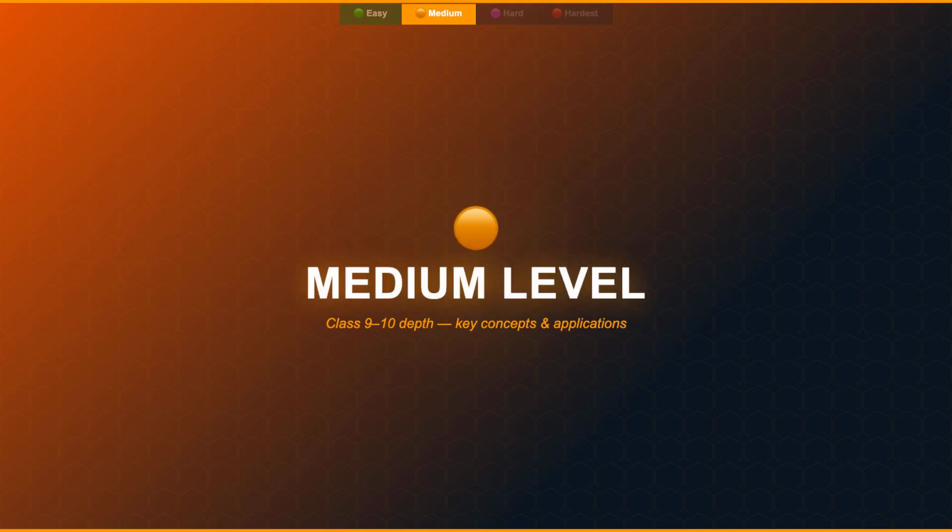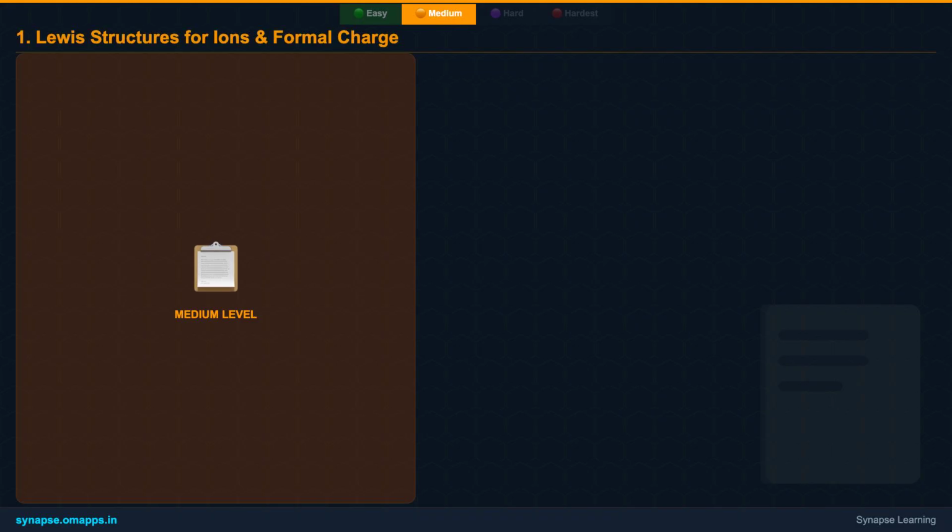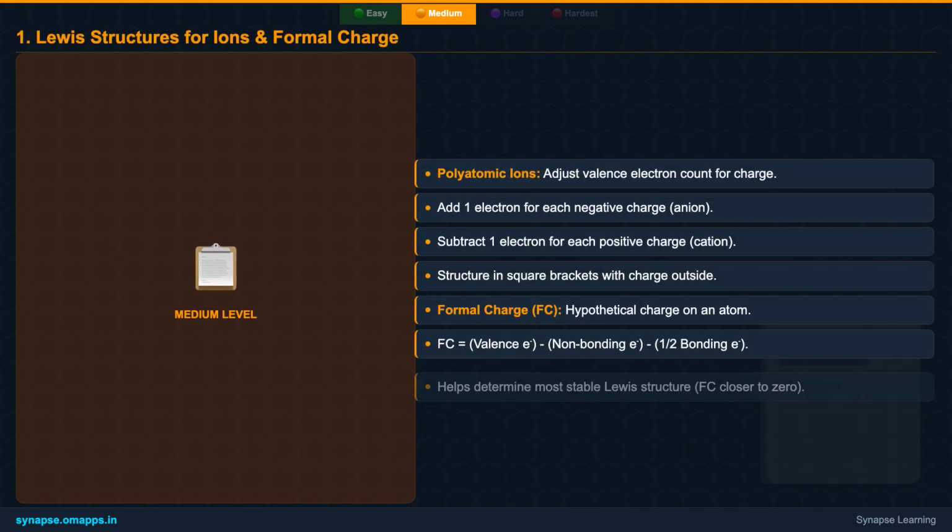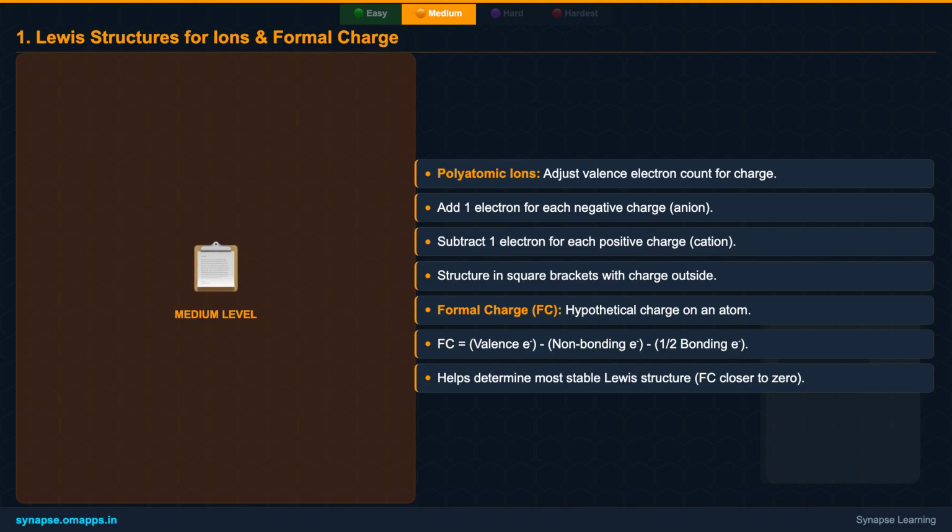Ready to deepen your understanding? In this medium level, we'll tackle more complex scenarios and introduce crucial concepts. We are moving beyond simple molecules to explore how Lewis structures apply to polyatomic ions. The key here is to remember to adjust your total valence electron count based on the ion's charge: add electrons for anions and subtract for cations.